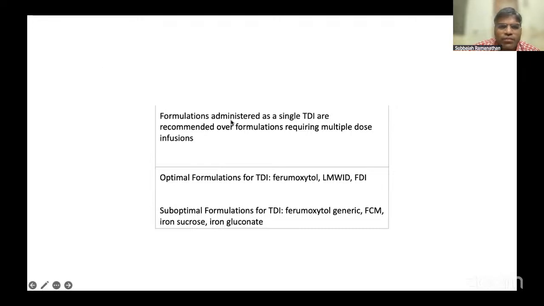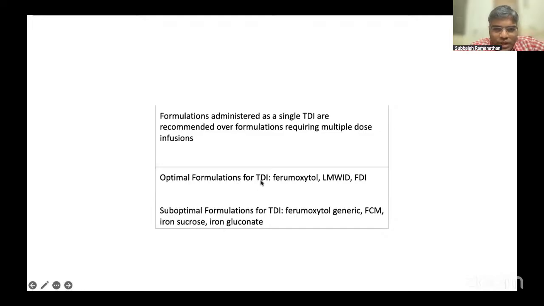Some formulations can be given as a single dose, the total dose iron, TDI. Some have to be given over multiple doses, such as iron sucrose, whereas ferric carboxymaltose or iron isomaltoside can be given as the total dose iron in a single dose.